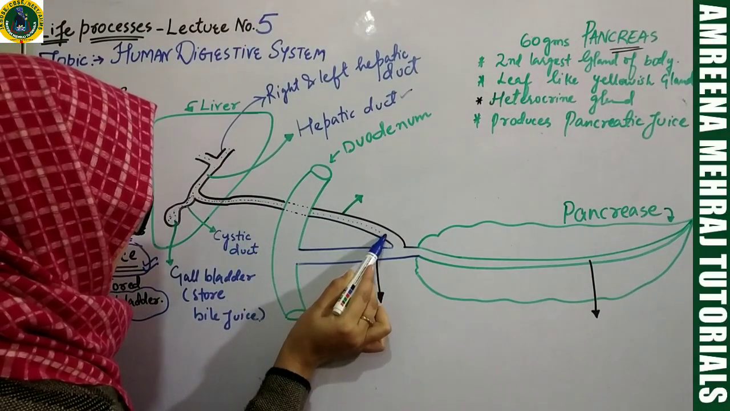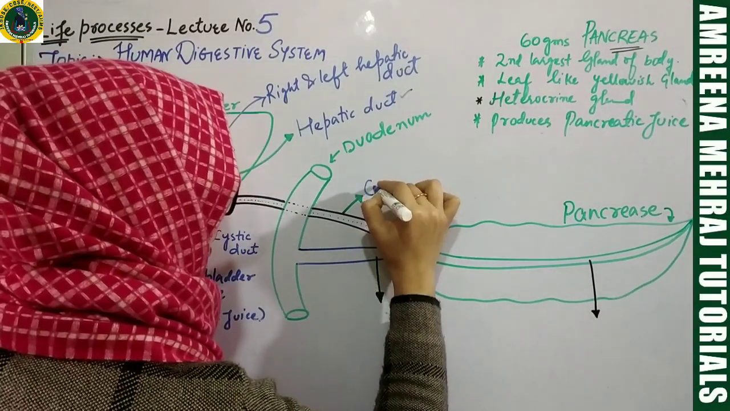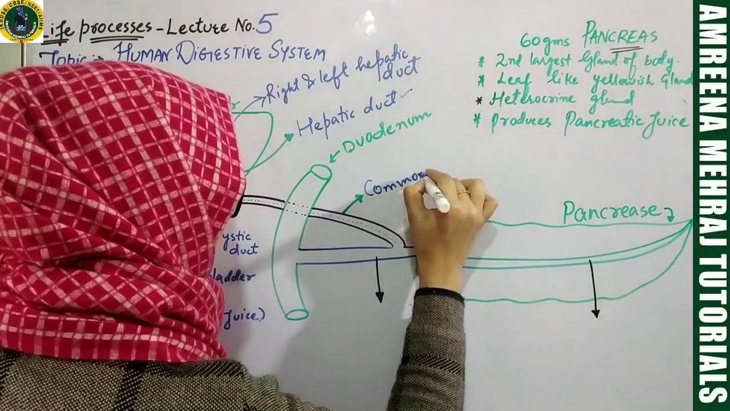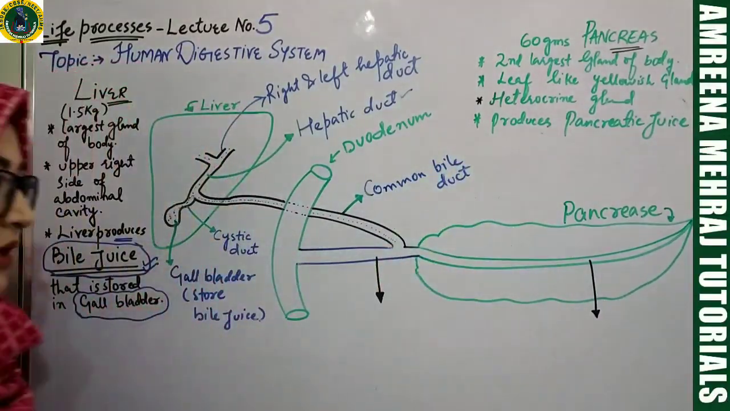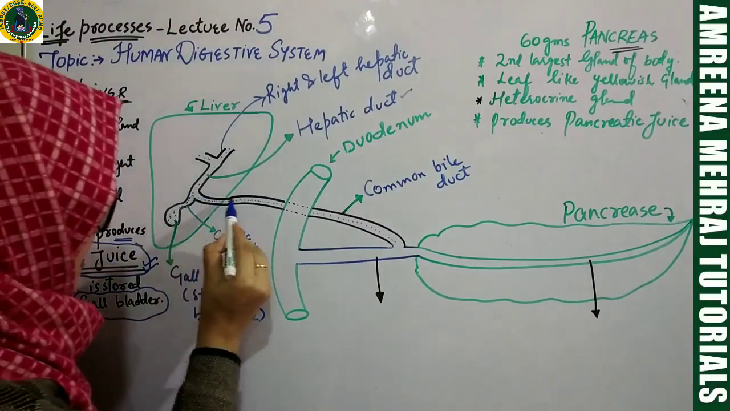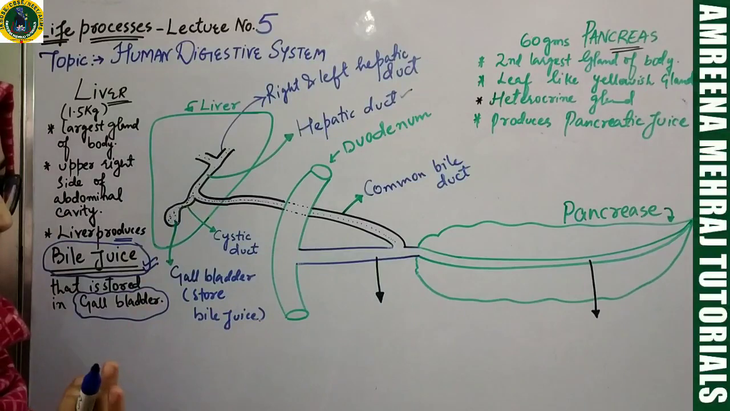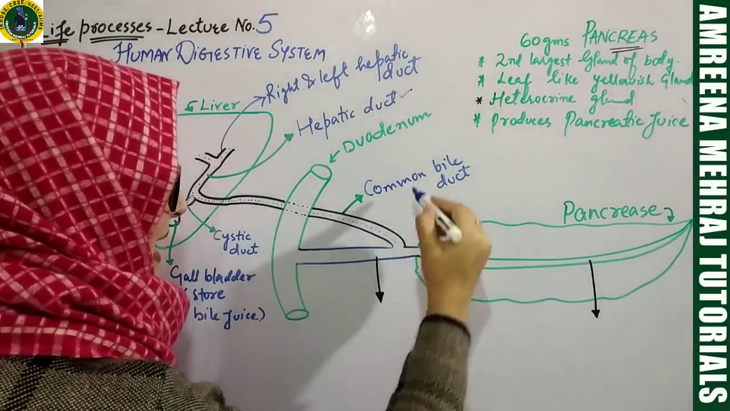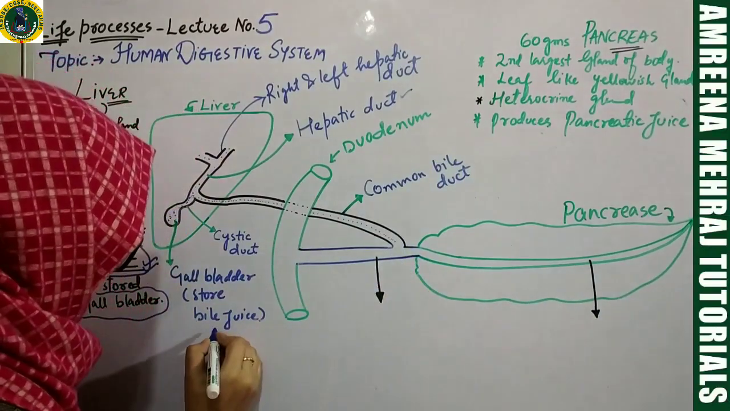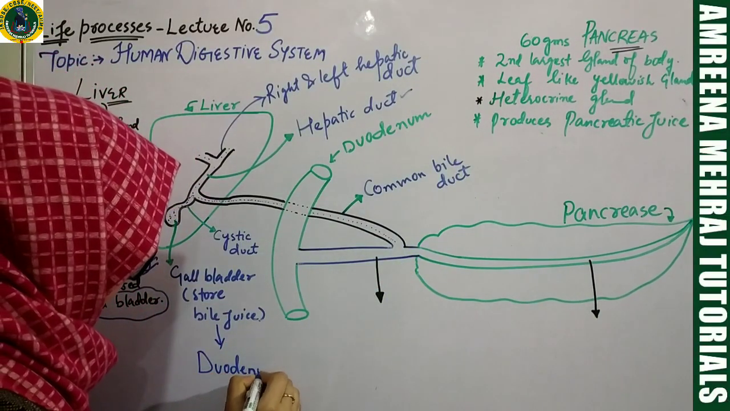This duct through which bile is right now traveling is your common bile duct, or you can simply call it the bile duct. So this one is the bile duct which carries this bile juice towards your digestive system. Now the question arises, where is this bile juice supposed to go? This bile juice is supposed to go to the duodenum.